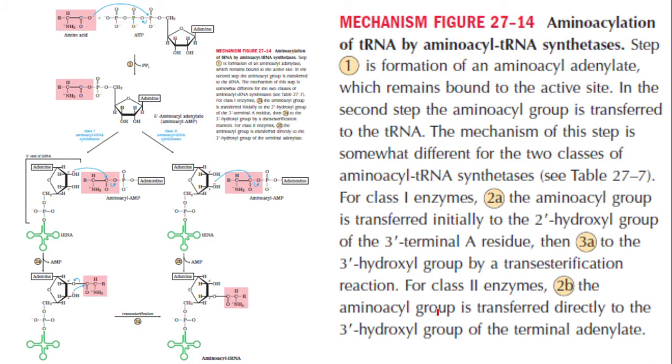And what's the mechanism of the reaction? You need not study this mechanism by heart, but you should understand one thing: the ATP reacts with the amino acid. This group is released as pyrophosphate. Now we have the amino acyl AMP. This is the amino acyl AMP, and in any one of the two reactions, the tRNA is coupled with it.